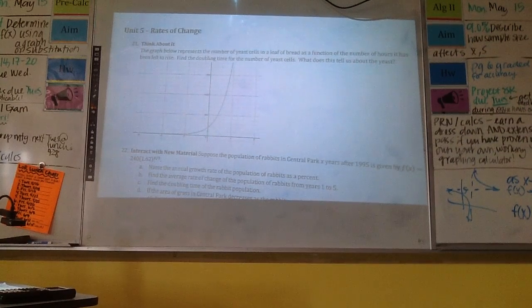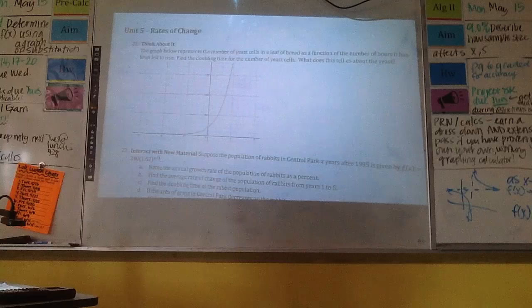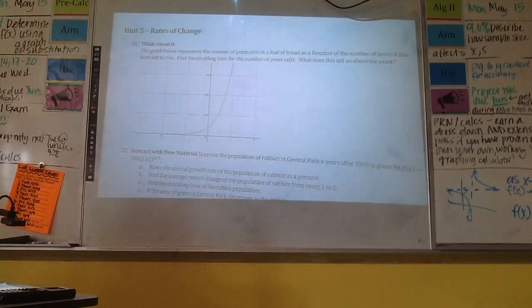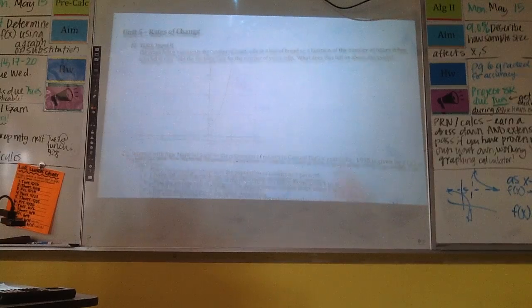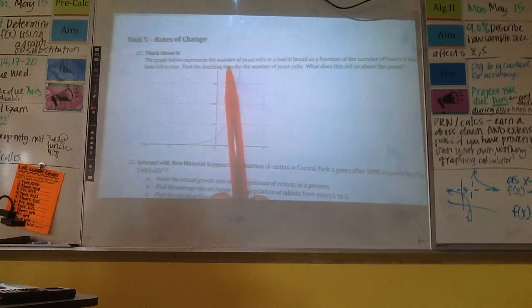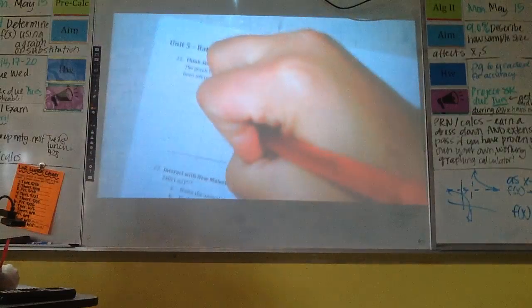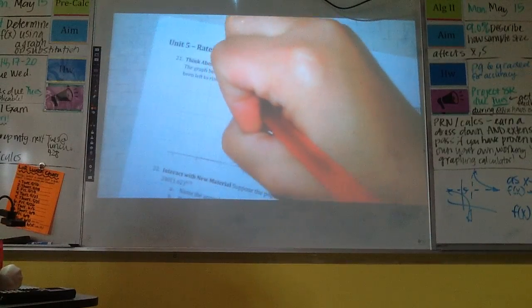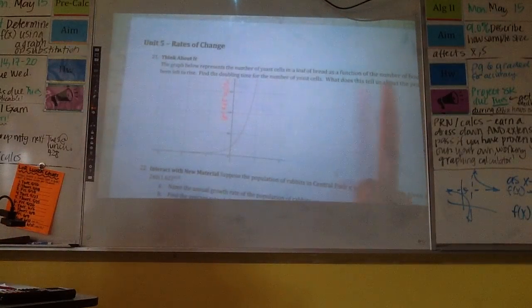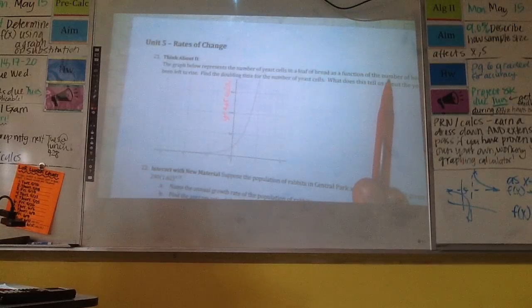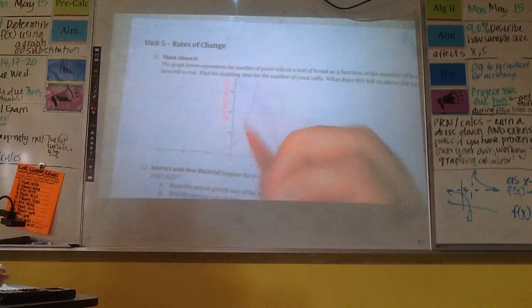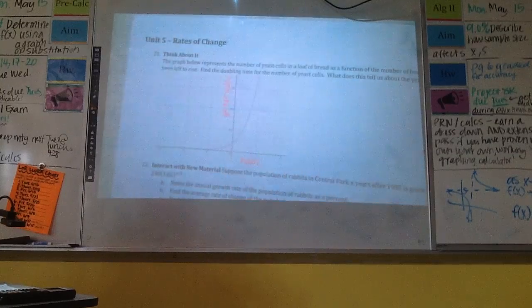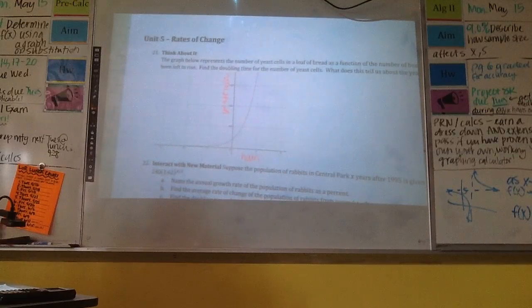Today's goal is to talk about different rates of change. That is, different ways of talking about how y values change as time goes on. Number one, the graph below represents the number of yeast cells in a loaf of bread as a function of x, the hours spent left to rise. Find the doubling time.